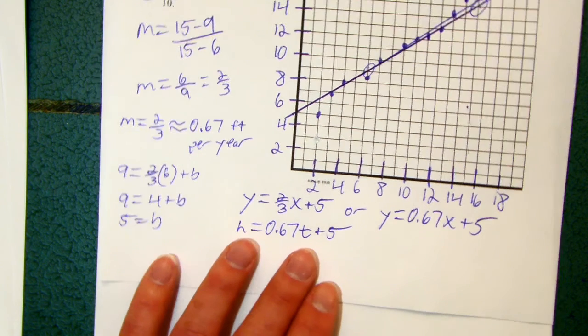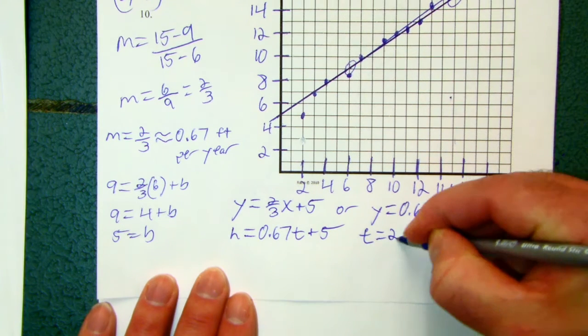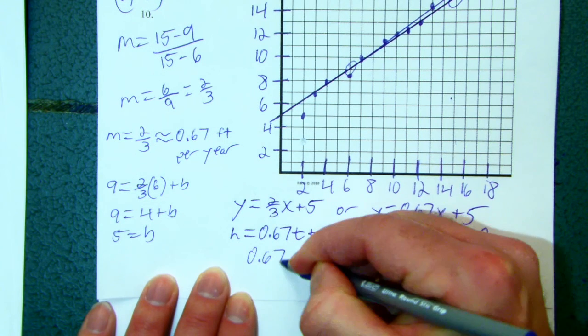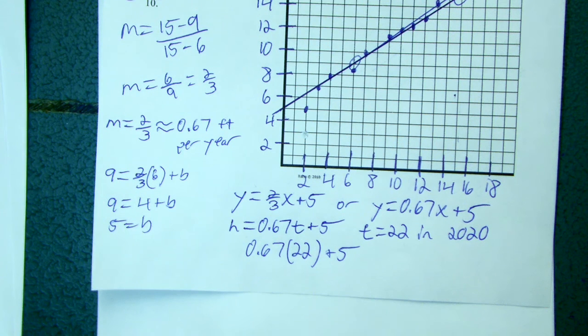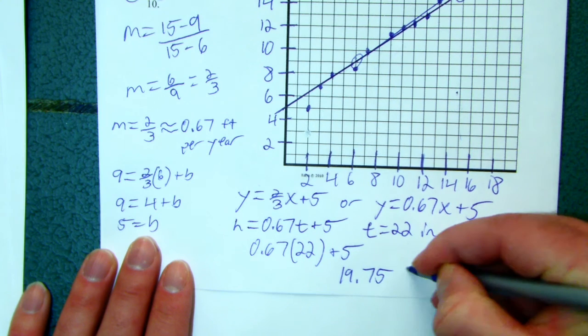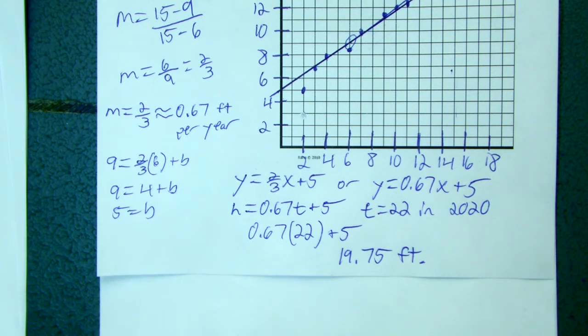So going back to the original problem, it says that t represents years after 1998. So if you think about it, 1998 to 2020 is going to be 22 years. So t equals 22 in 2020. So I've got to do 0.67 times 22 plus 5. So we're going to get 19.75 feet. Okay, and that's really what we're looking for there.